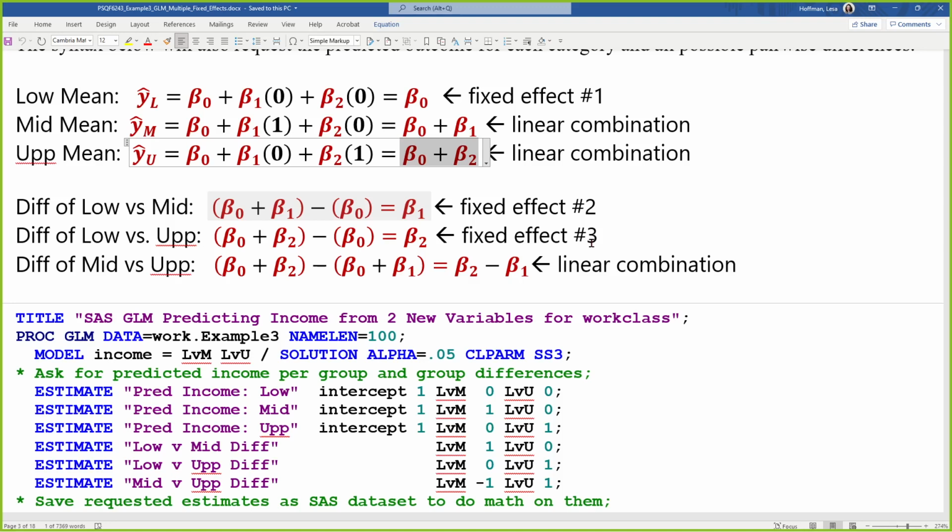So if the model tells us how to get the mean for each group, then it has to tell us how they differ also, because a difference is obtained via subtraction. So low versus middle. If I'm treating low as my reference, and I want to know how middle differs from low, then I take what the model says the mean is for middle, and I subtract from it what the model says the mean is for low, and I'm left with just beta 1. So the interpretation of beta 1 is directly how the middle group differs from low. That's how we set it up in our coding scheme.